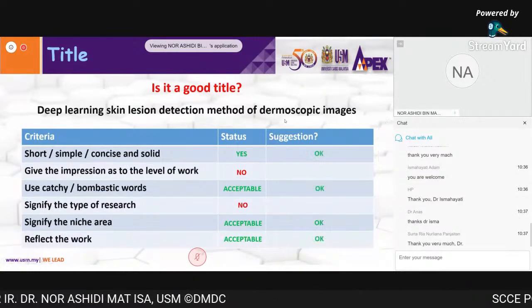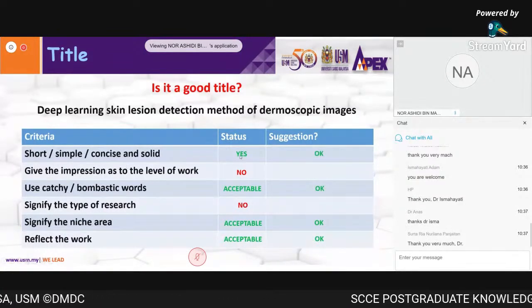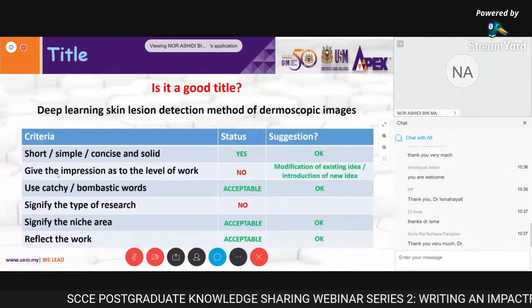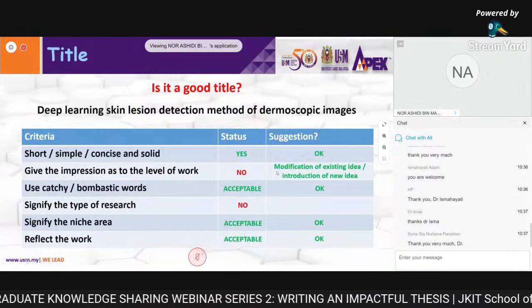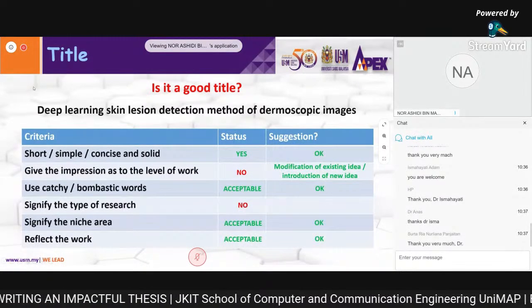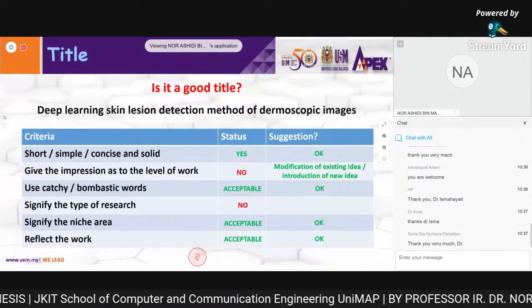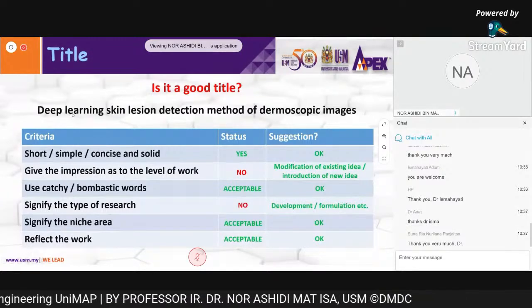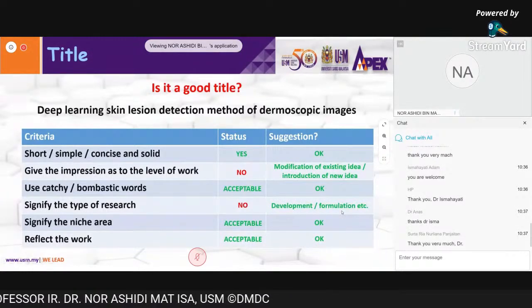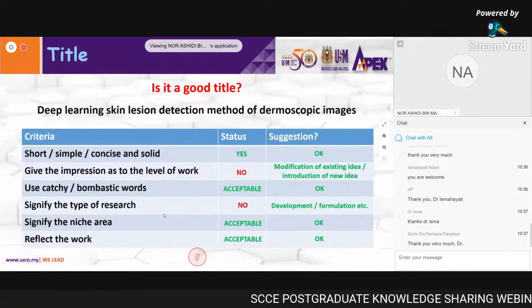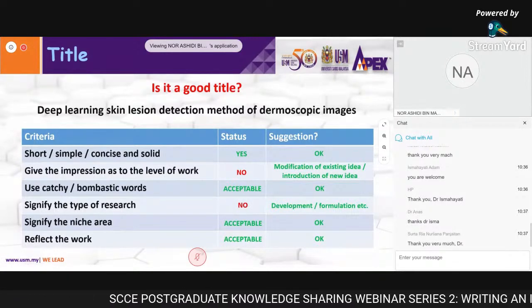So the suggestion is, for the rest, acceptable is okay, but for the impression, I think a modification of an existing idea or the introduction of a new view should be put at the beginning of your title. And how about the type of research? Please make sure whether you want to develop or you want to formulate, to make sure that the level is there. Either you focus on development or you focus on formulation.